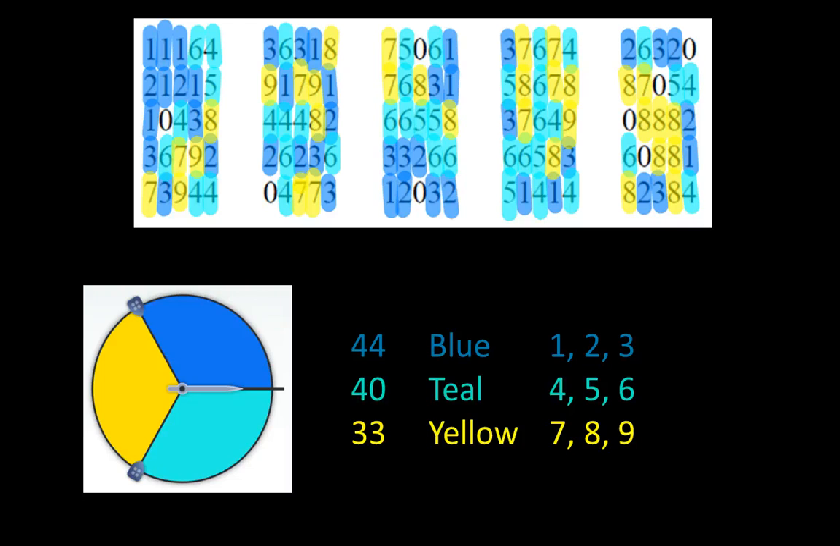So I could say, well, if I spun this spinner, this ends up being 117 times. I would expect 44 blue, 40 teal, and 33 yellow. So it's a way that we can come up with some sort of random generation of numbers without actually doing the physical experiment.